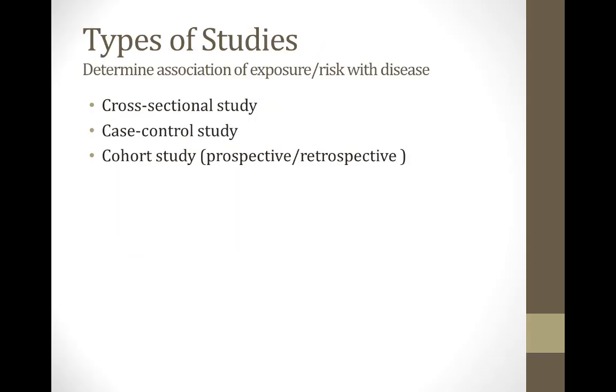So there are three basic types of studies that you need to know as a medical student that are done to determine the association of an exposure or a risk with disease. And these are the cross-sectional study, the case control study, and the prospective and retrospective cohort study. So we'll talk about all three of these in this module now.